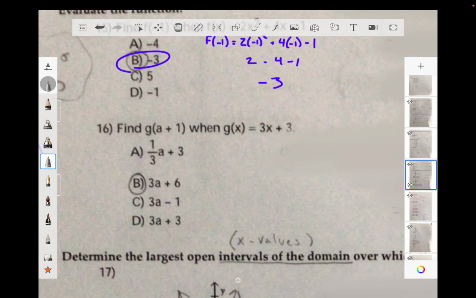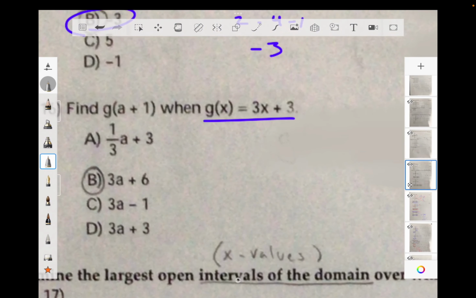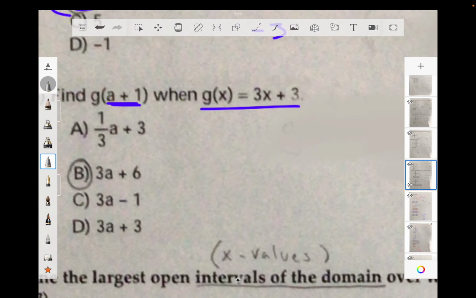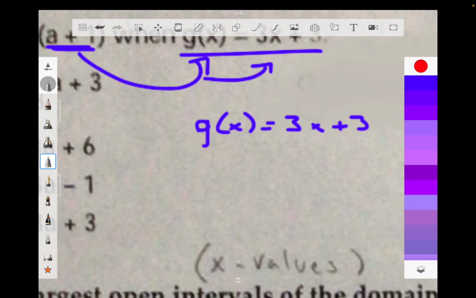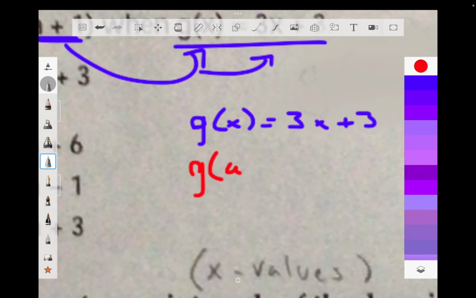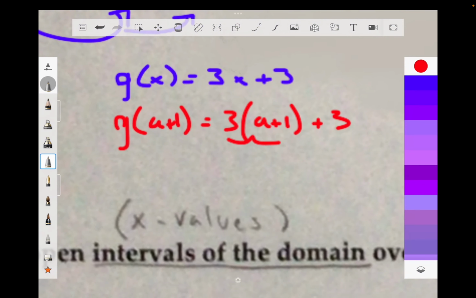Oh, look at that. It's a kind of weird one, but same thing. So g of a plus 1, and we have a g of x. All this is saying is this a plus 1 replaces that x for everything in the equation. So if g of x equals 3x plus 3, that means g of a plus 1 equals 3 times a plus 1, plus 3. Distribute 3, which is 3a plus 3 plus 3, which is 3a plus 6.